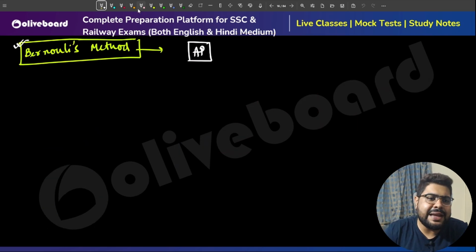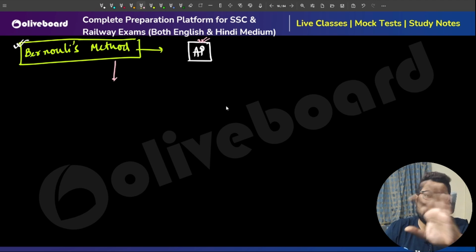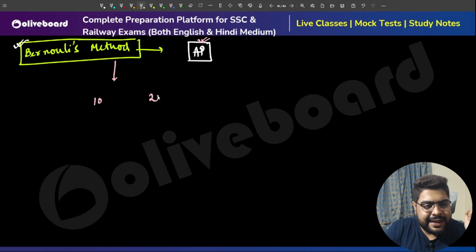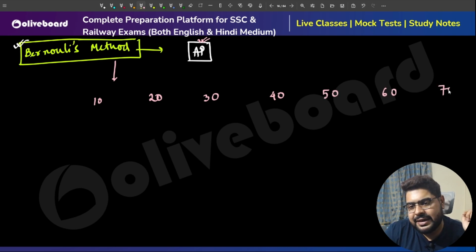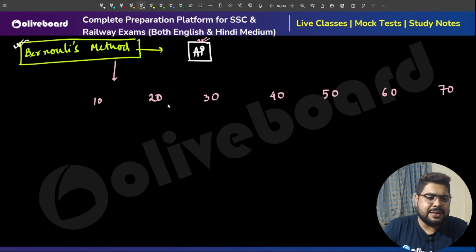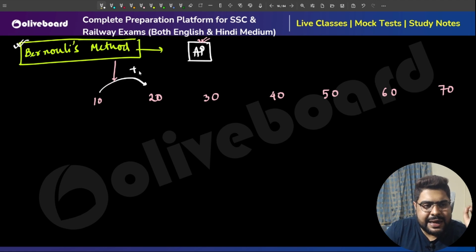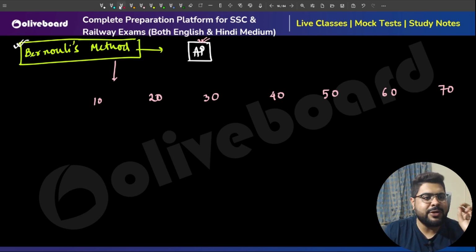Now they are saying in case of any AP, let us write down an AP. So 10, 20, 30, 40, 50, 60, say 70. You understand this. So this is an AP increasing by 10. It is increasing by 10 at each step. Each of the numbers is 10 more than the previous number. It's an AP. We all agree.